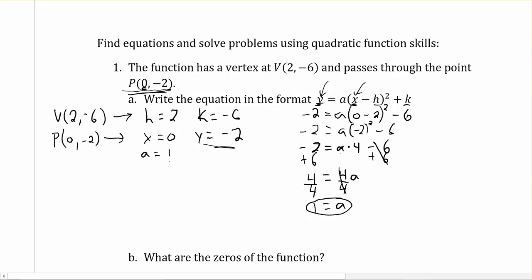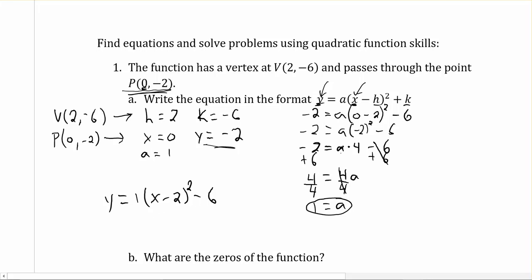Okay, so all I've got to do is write my formula now. y is equal to, a was 1, so it's just kind of blank, or I'll put a 1 there, I guess. And then (x minus h), so that was minus, what did we say h was? 2. So (x - 2) squared. And then k was -6, so minus 6. And there's our equation. So that's the formula for this line.